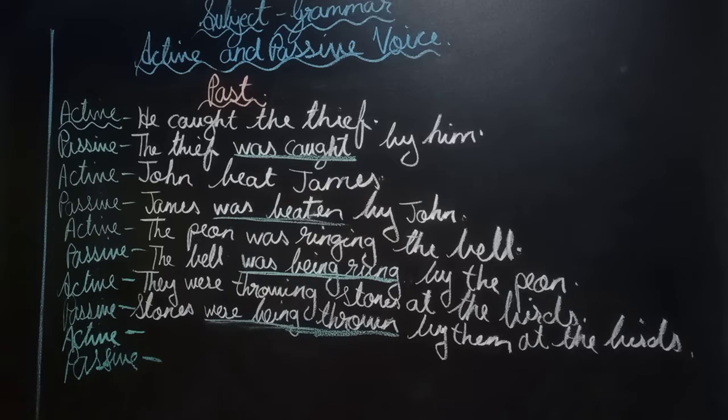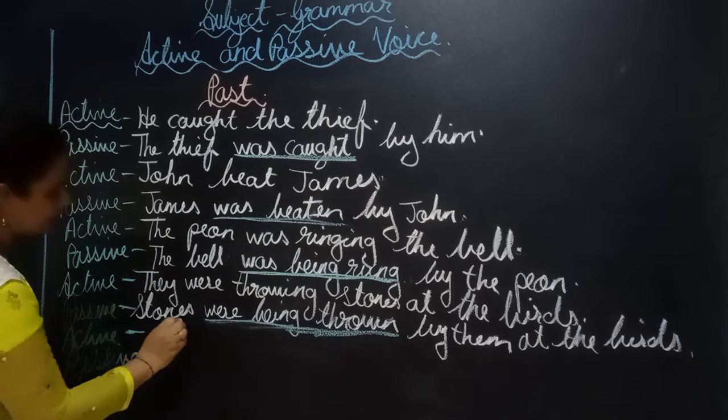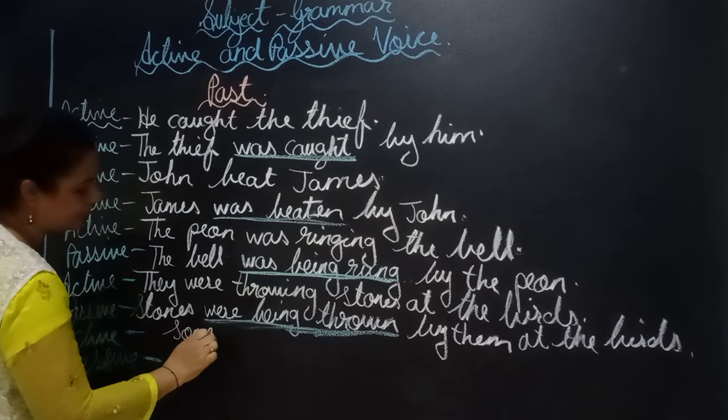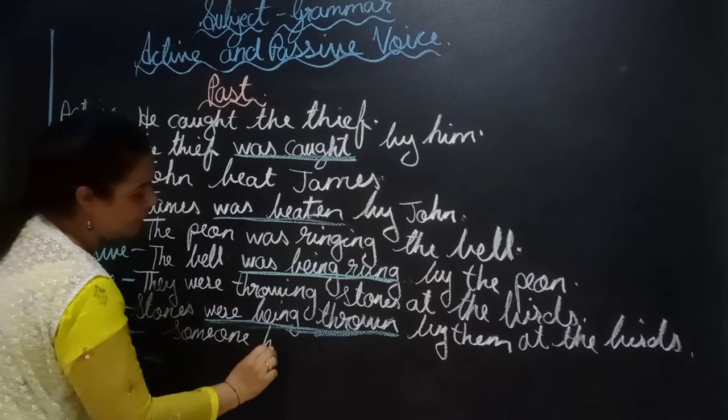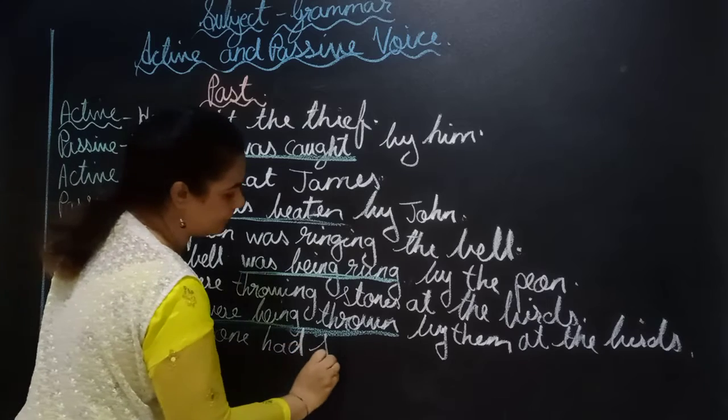So write down. Someone had stolen my book. This sentence is: someone had stolen.